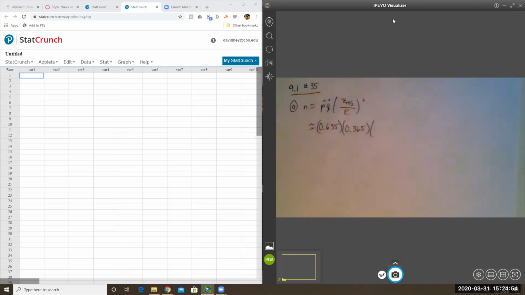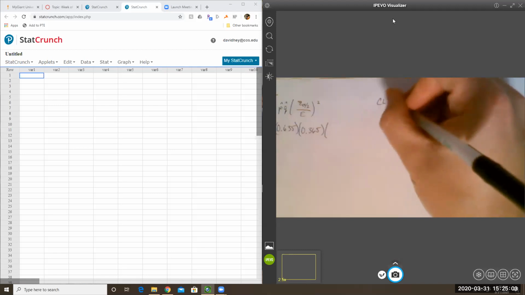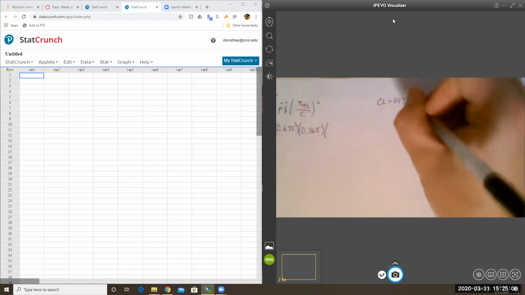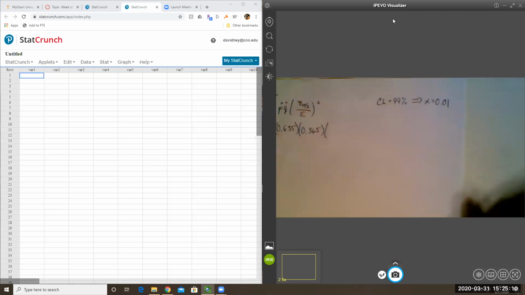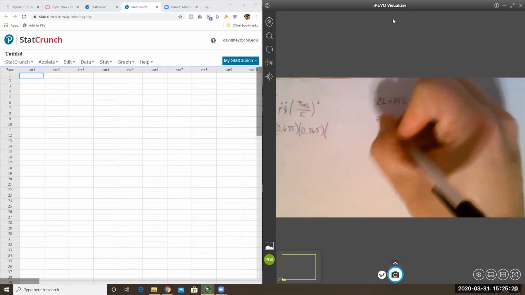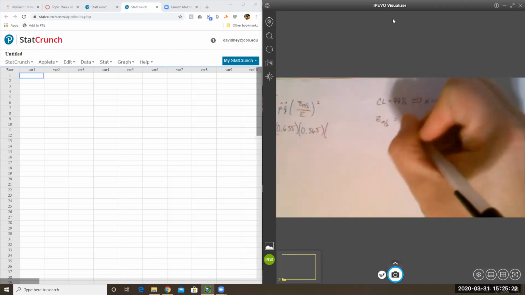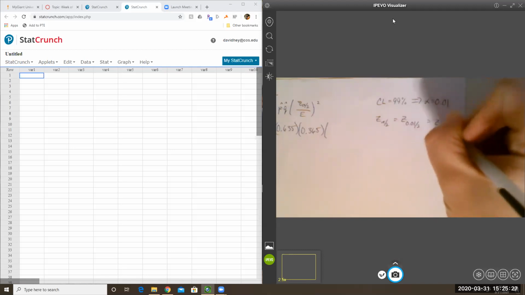Well, it says in this example that she wants to be 99% confident. So just as some scratch work, her confidence level is 99%. That means that alpha is 0.01, right? 100% minus 99%, 1%, which as a decimal would be 0.01. Okay, so then z sub alpha over 2 would be z sub 0.005.